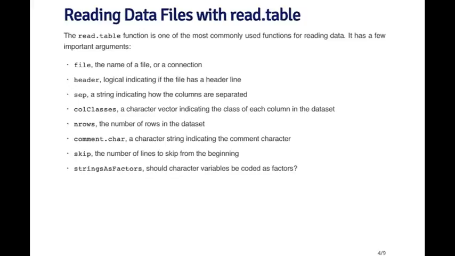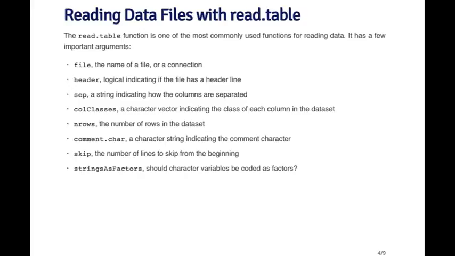comment.char is the character string that indicates the comment character. The default, for example, is the pound symbol or the sharp symbol, and anything to the right of that symbol is ignored. You can specify other characters to be comment characters, and the lines of the file that begin with that comment character will be ignored.